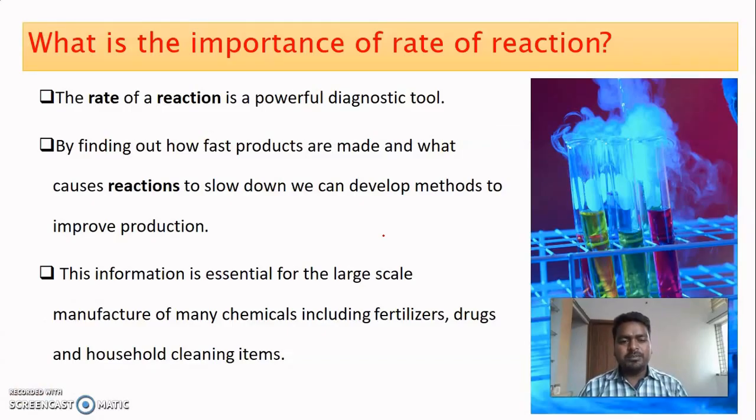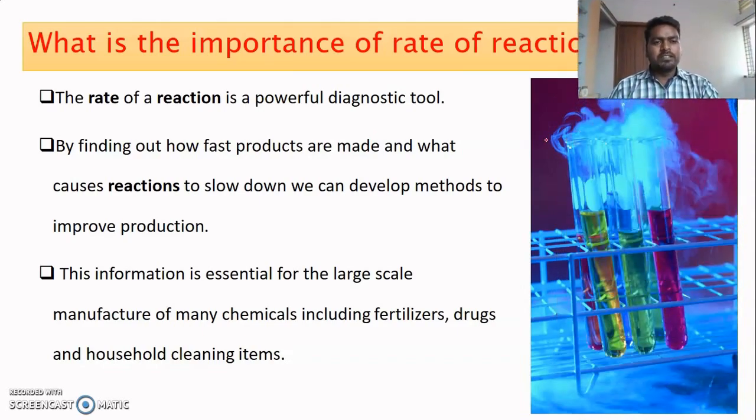So as I told in the beginning, the rate of a reaction is very important. It is an integral part of research and chemical analysis nowadays, because it's a powerful diagnosing tool. Because you know, in the human body, if anything happens, we do some screening tests, like MRA and other diagnosing tests we undergo.